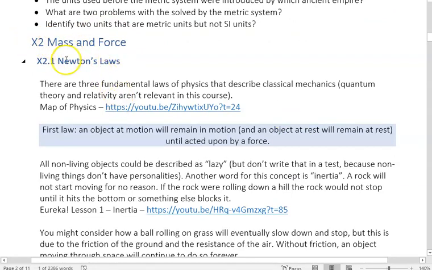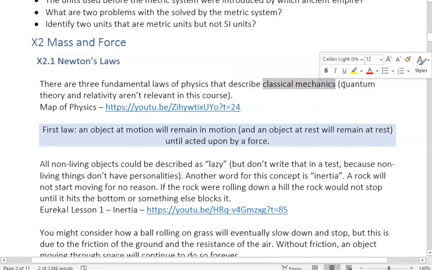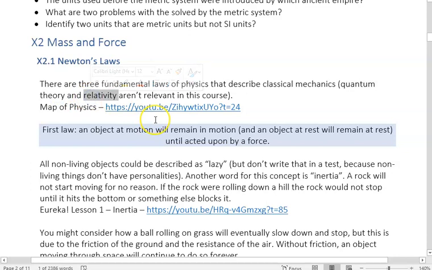What we're going to focus on is that Isaac Newton developed three laws that describe classical mechanics. There are three fundamental laws of physics that describe classical mechanics. Classical mechanics is the world that we live in, the world around us, but there's also the world of the very small, quantum theory, which doesn't follow those rules, and also relativity, so Einstein's theory of relativity proved that Newton's laws don't apply for very big things, like stars.